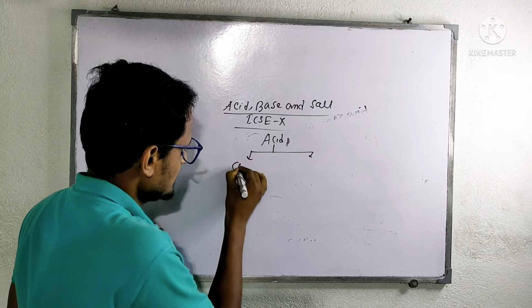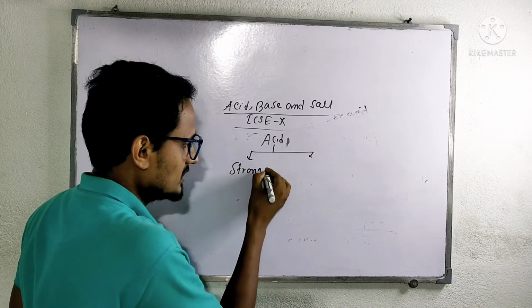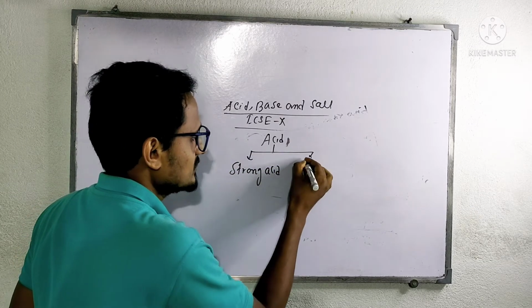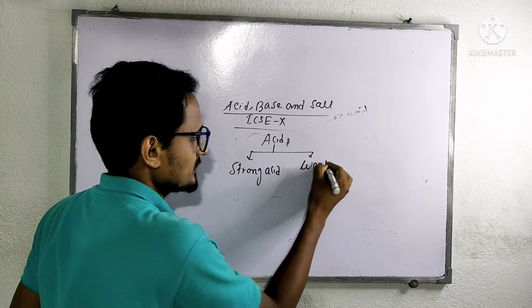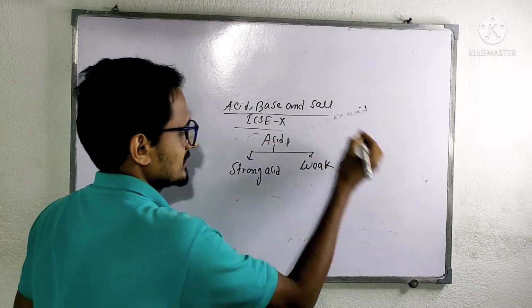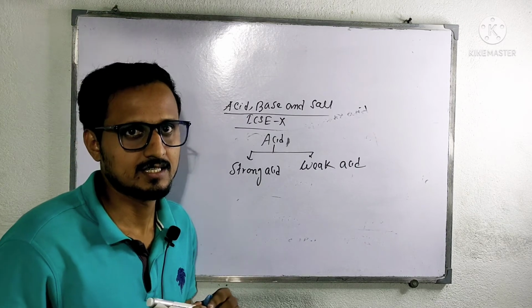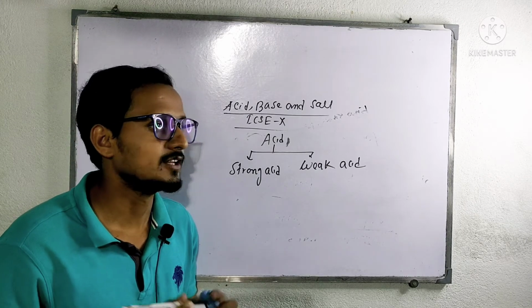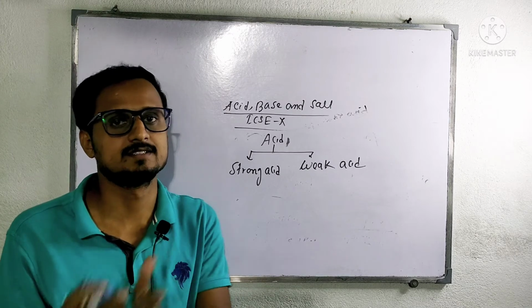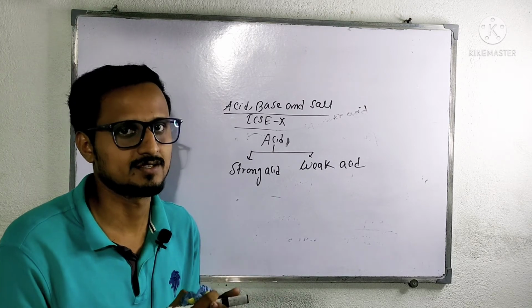One type is strong acid, another type is weak acid. The opposite of strong is weak acid. Now, what are the strong acids? It means the concentration of the solution will be higher. That is the strong acid.